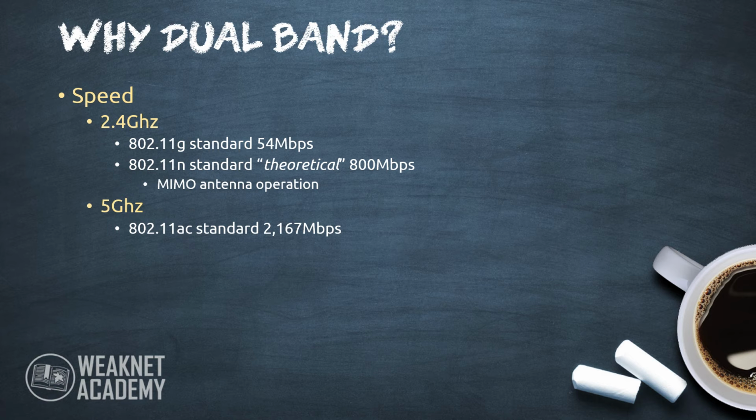The 802.11g standard says that we can get up to 54 megabits per second. Now that's like in an absolute vacuum. That's like in a perfect scenario. That's something that you'll probably never see. The 802.11n standard brought us up to a theoretical 800 megabits per second. Again, this is probably something you'll never see. That's why they put theoretical there.